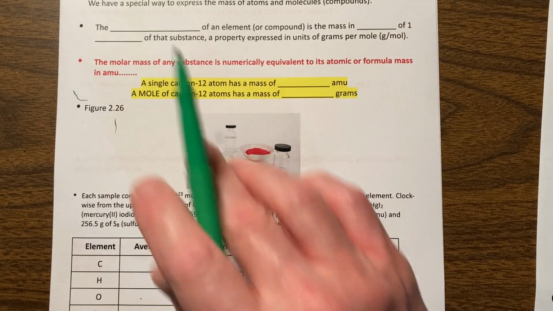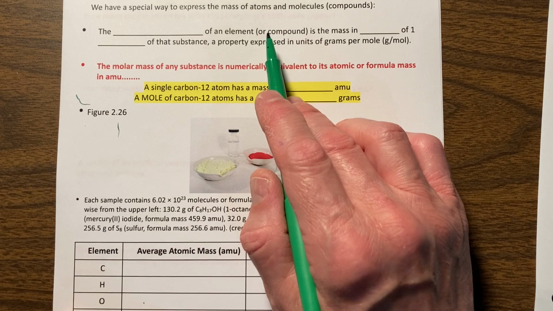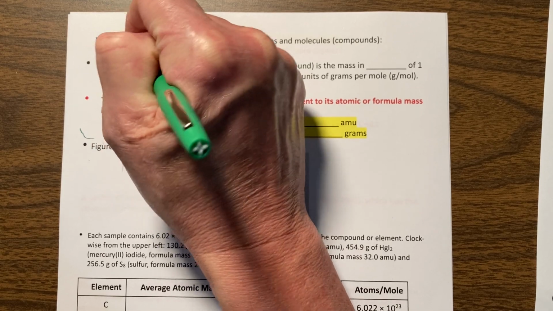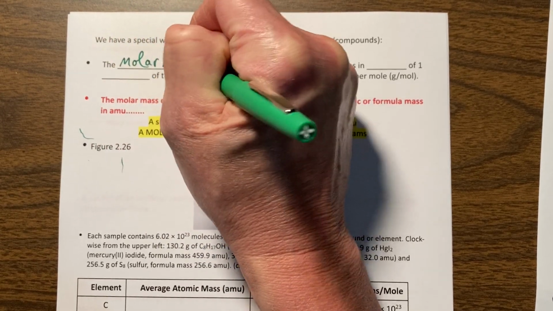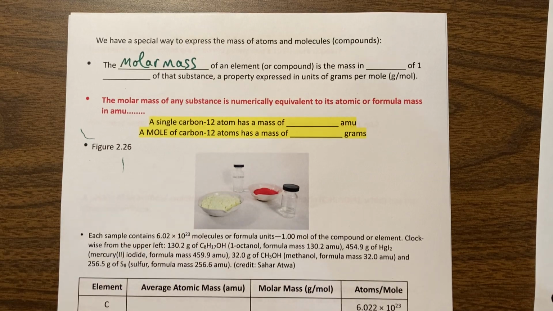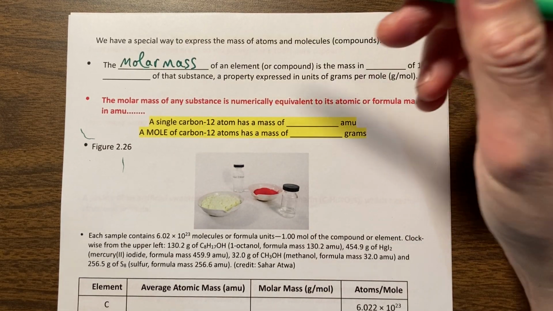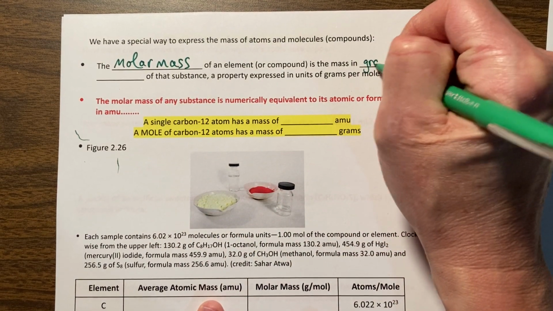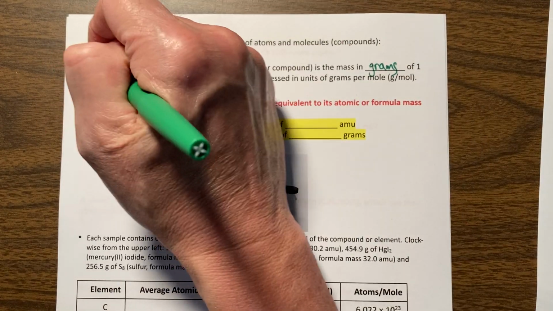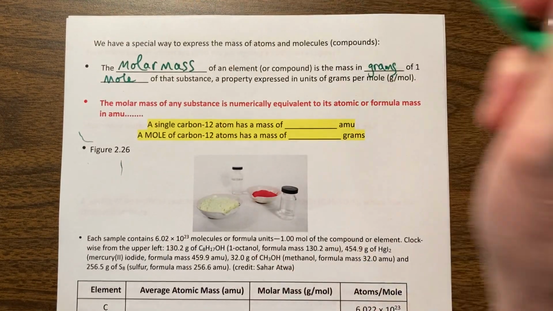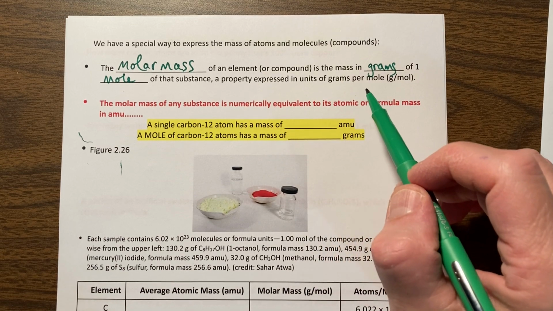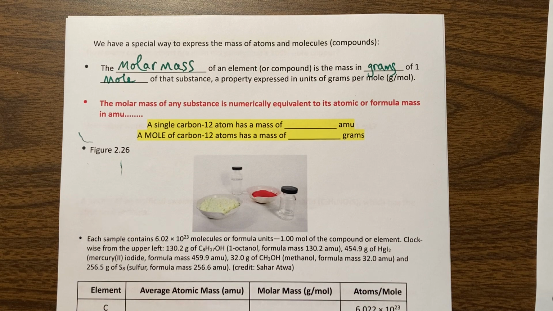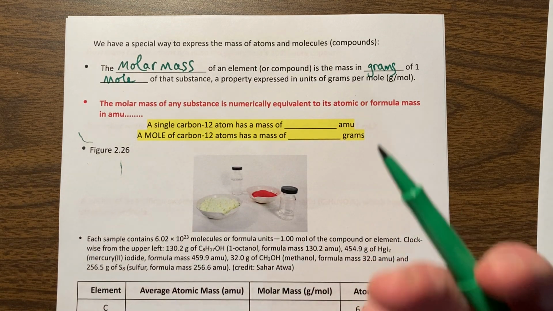So we have a special way to express the masses of atoms and compounds. Sorry, that was out of view. We call it the molar mass. You might hear somebody call it the molecular weight, or they might call it the formula weight or the formula mass. But a molar mass is the most accurate term to use. The molar mass of an element or compound is the mass in grams of 1 mole of a substance. And I'll give you some examples. And it's a property expressed in units of grams per mole. So earlier on in the chapter, recall that we were talking about the masses of elements in atomic mass units.